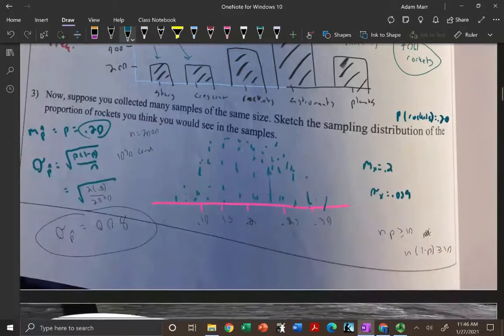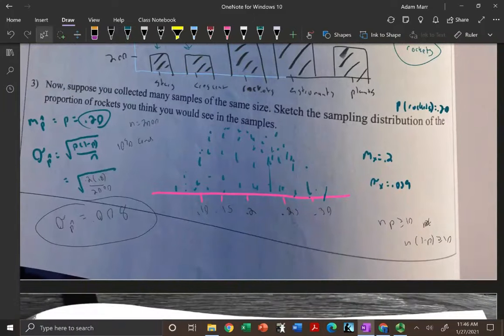Next. Now suppose you collect many samples of the same size, sketch the sampling distribution of the proportion of rockets you think you would see in the samples. This was a little bit difficult to do right here. And this is right here the proportion of rockets on the X-axis.